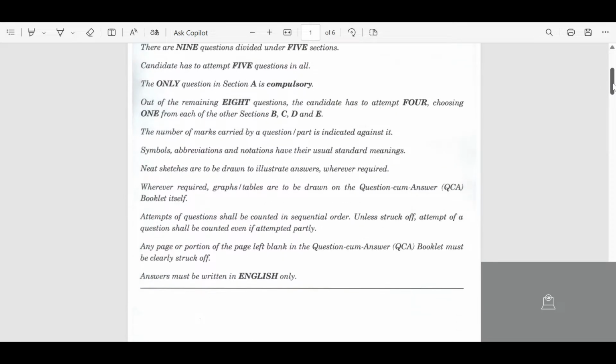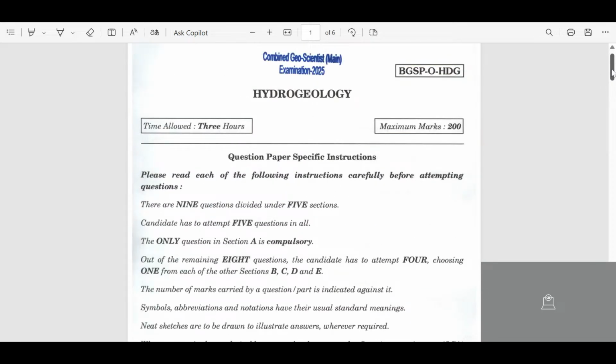If everyone can hear me, there are some questions from this hydrogeology paper that are very important, which can probably be asked in your GS1 paper. Let's see what the questions are.